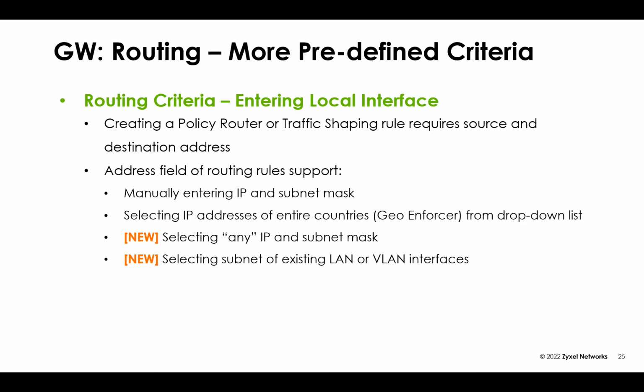The address field in the routing rules usually supports manually entering an IP address or selecting an IP address of specific countries using the GeoIP from the drop-down list. So this means that you can create routes and then specify a source or destination based on a GeoIP location filter or by putting in an IP address. But now we've added a new section where you can select any for the IP address in the subnet mask. And we've also added a new feature for selecting a subnet of an existing LAN or VLAN interface.